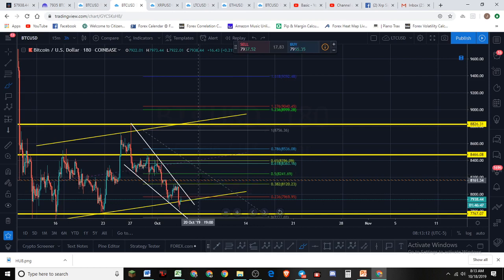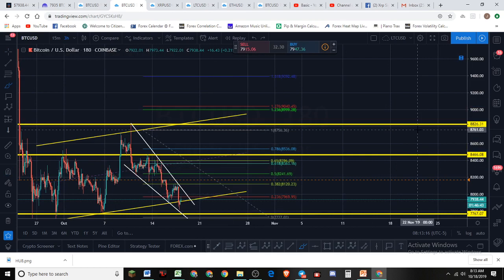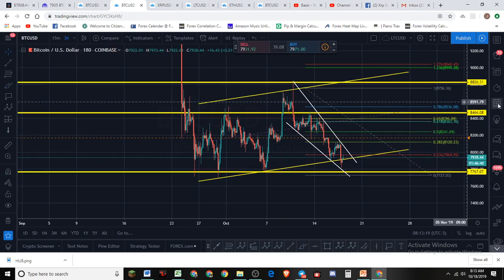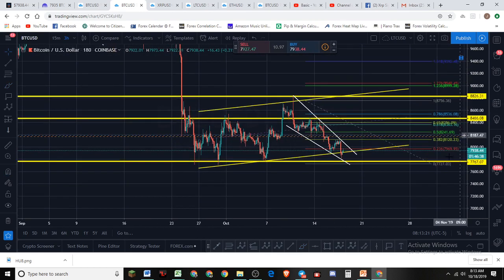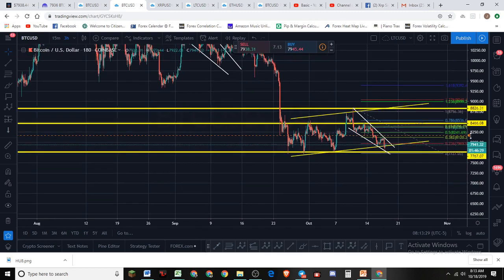Wait for it to come up here and look to go short. That's the better play to me. Short is the safer play right now. People are scared to go short, but listen, this market is bear, and when it's bear, you go short. Try not to go against the trend when you're trading. So that's what we're looking at, guys.